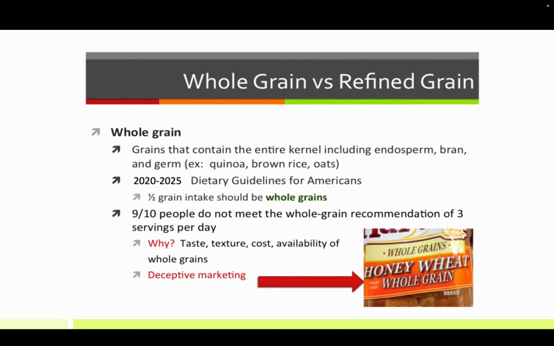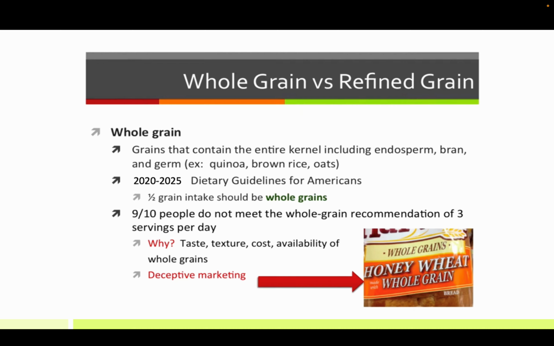According to the 2020-2025 Dietary Guidelines for Americans, half of our daily grain intake should be from whole grains. And unfortunately, most of us do not take in the recommendation of 3 or more servings of whole grains per day. This is for several reasons, usually including taste and texture preferences.